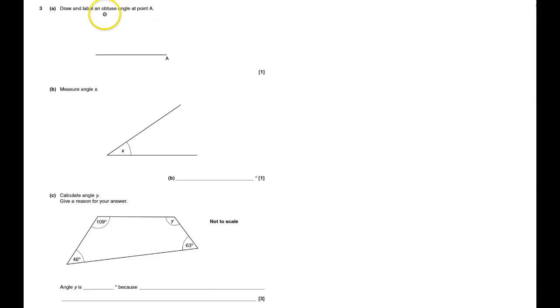Can draw a line on an obtuse angle at the point A. Well, point A is over here, and so I need an obtuse angle that's between 90 and 180. So I'm going to label it there. I need to mark it as well. Measure this. So I use your protractor. I get 35 degrees. Put 0 along one side and count around from 0.